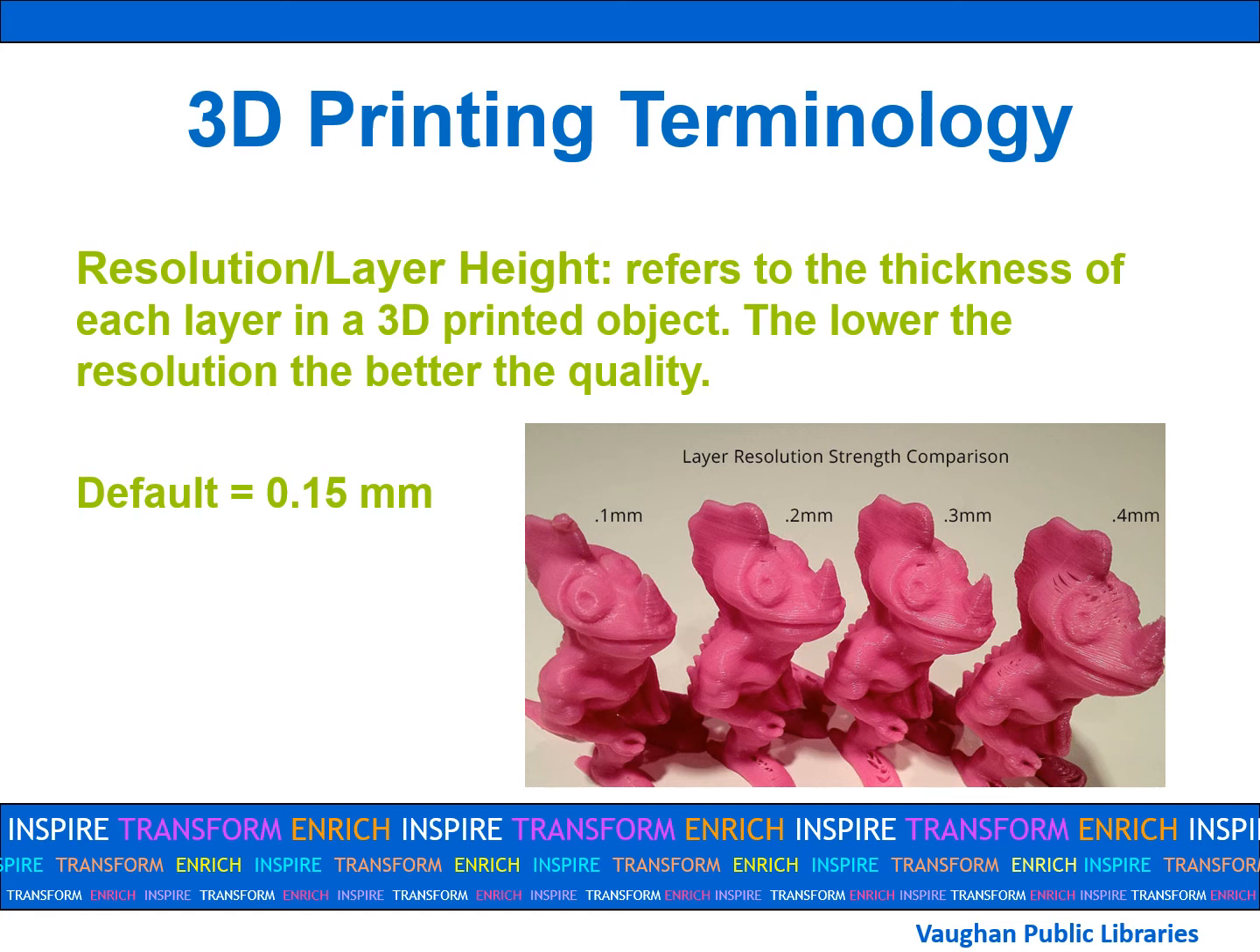Resolution or layer height refers to the thickness of each layer in a 3D printed object. The lower the resolution, the better the quality. The most common default resolution used is 0.15 millimeter. This will be the default in the library slicer software. With staff permission, you can change the layer height. The higher the number, the faster the item will print, but the lower the quality.